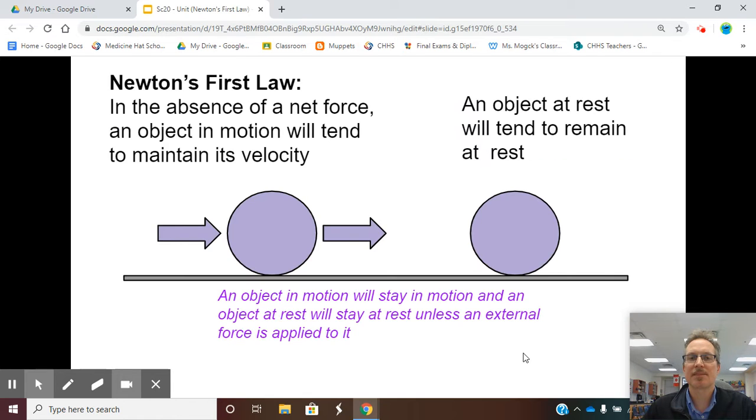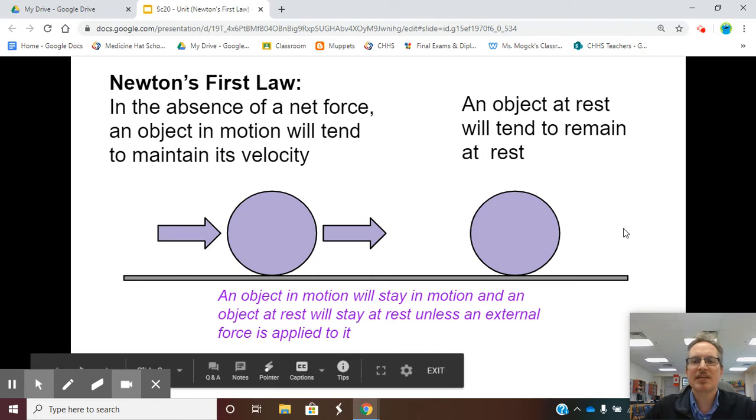vector quantity. Well, Newton's first law of motion states, in the absence of a net force, an object in motion will tend to maintain its velocity or its speed, and an object at rest will tend to remain at rest. Another way we could say this is, an object in motion will stay in motion, and an object at rest will stay at rest unless an external force is applied to it.